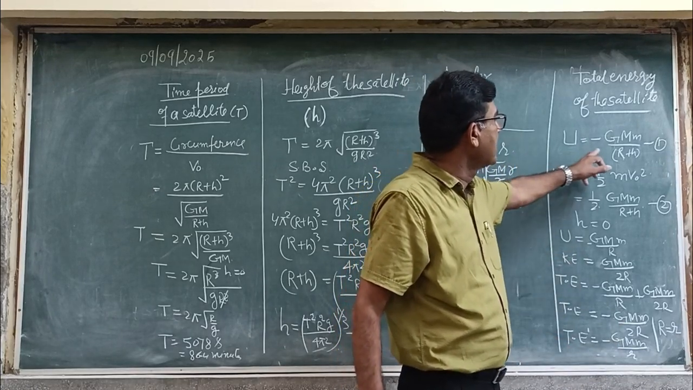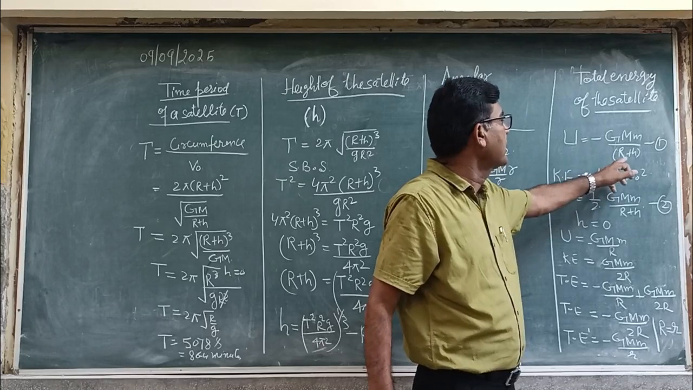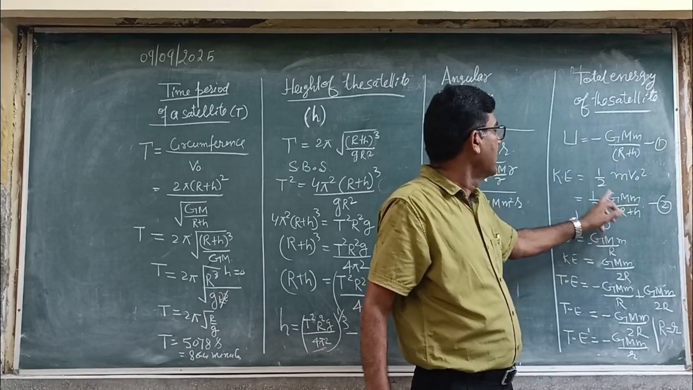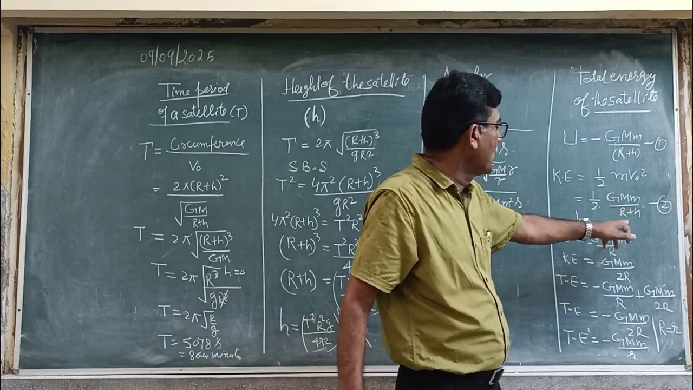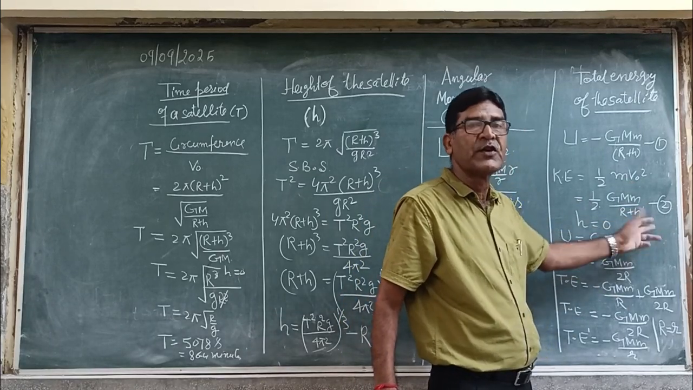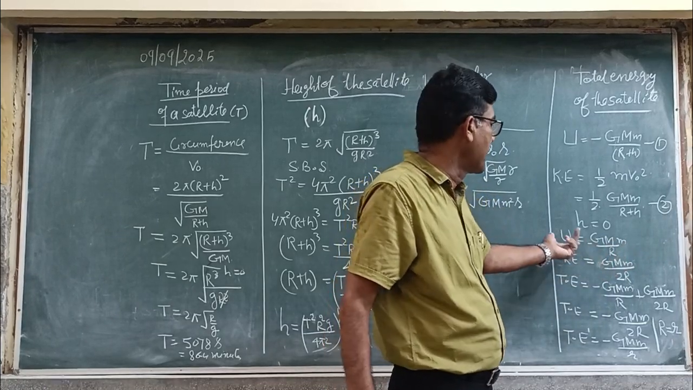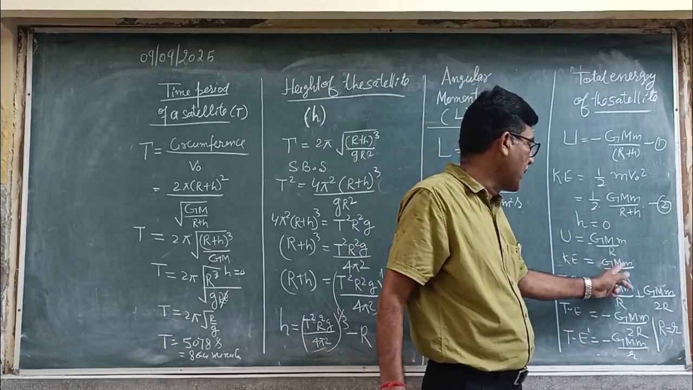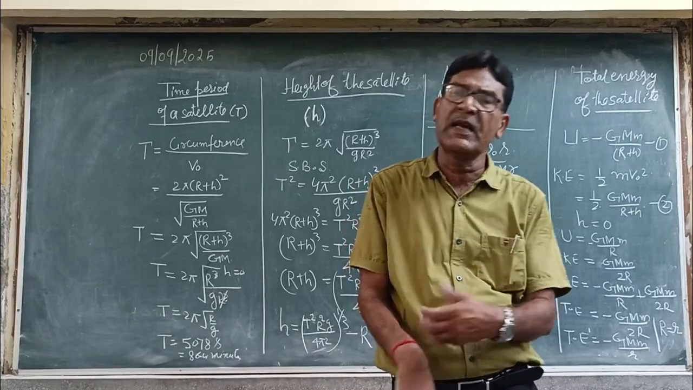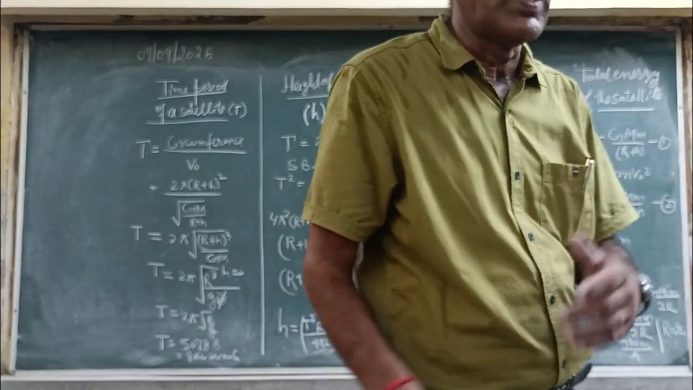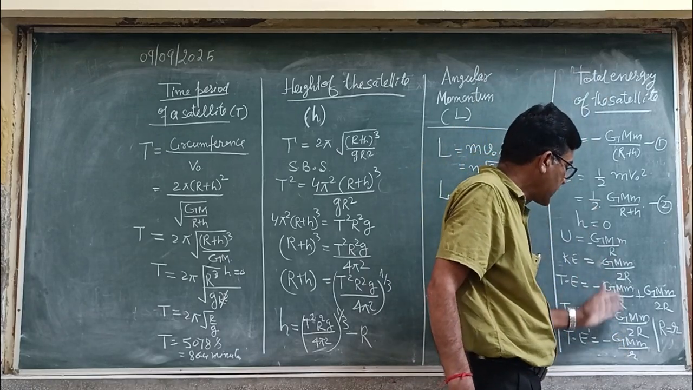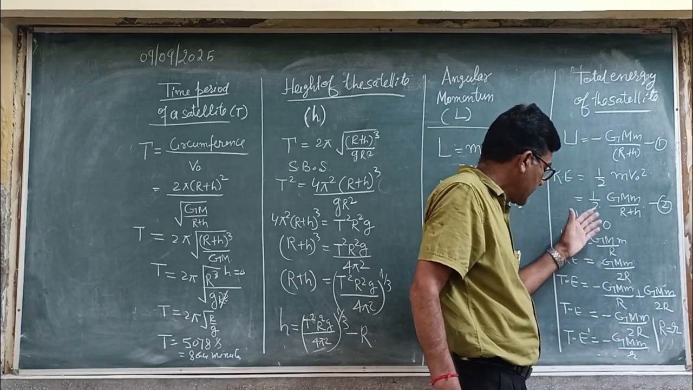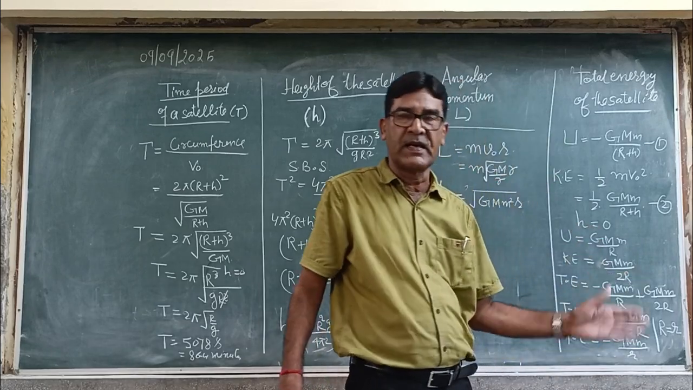Simply, this is the energy of the satellite when at a height h. This is kinetic energy, this is orbital velocity. You can write h is equal to 0. Why? When the satellite is very near to the surface of Earth, and capital R, which is the radius of Earth, will be replaced by the small r, any distance above the surface of the Earth. This is the expression for the total energy of the satellite.